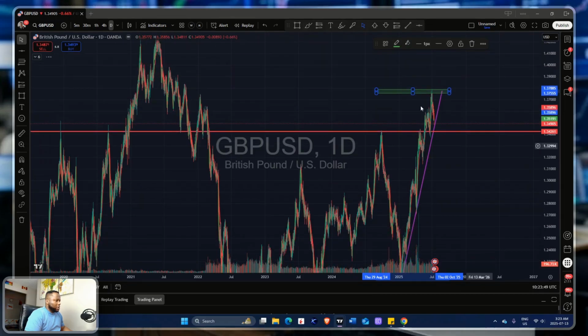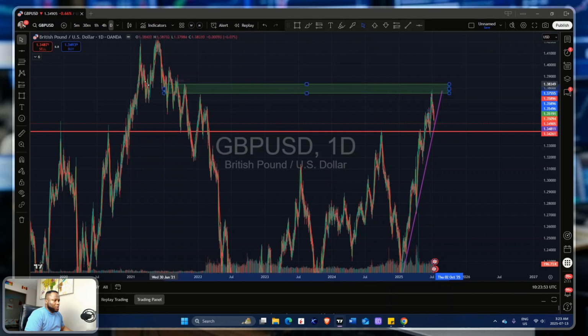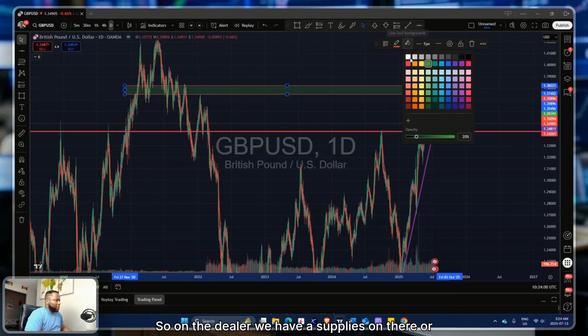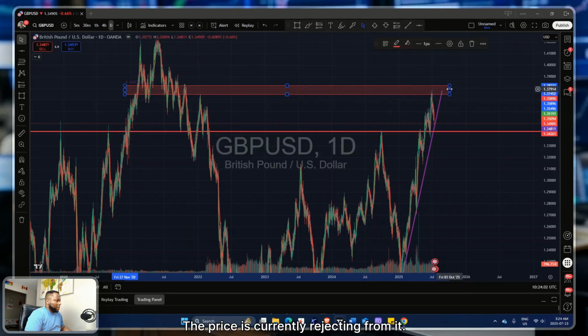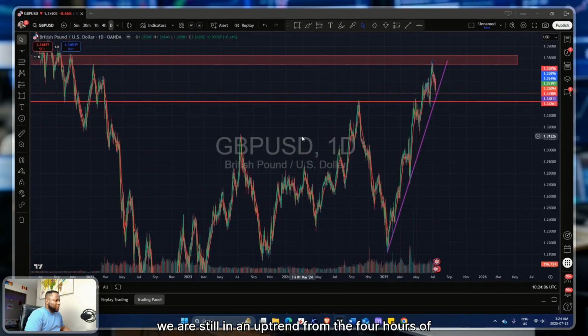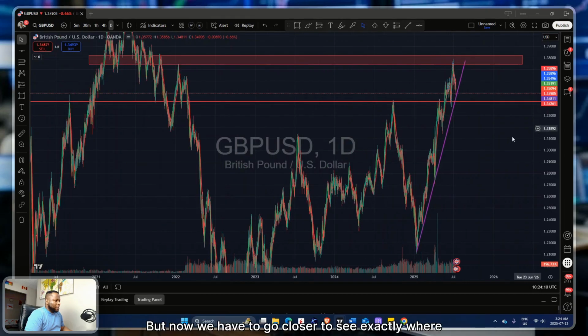On the daily, it's right here. Okay, I'll bring it down a little bit. So on the daily we have a supply zone there, or resistance zone. The price is currently rejecting from it. And even on the daily, if you look at this, we are still in an uptrend. From the 4 hour to the daily, still an uptrend. But now we have to go closer to see exactly where our interests are going to be.